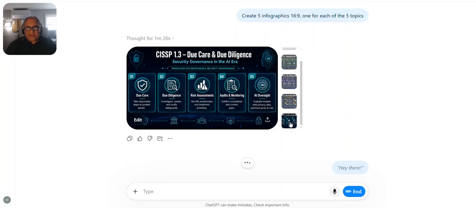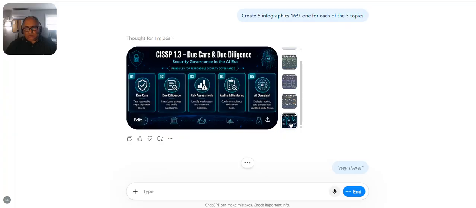Excellent. Let's now move on to the final topic in this objective, which is due care and due diligence, which are two concepts that are sometimes difficult to distinguish. Can you explain exactly what due care and due diligence are? And can you give some real world examples to illustrate?